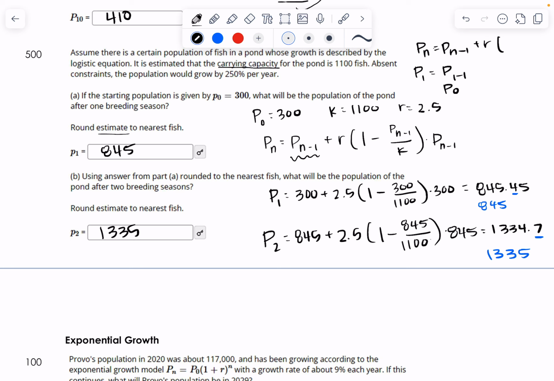And this was, we had 3 types of growth models. So we had linear, exponential, and logistic. This was one of the growth models. There will be one of these questions on your exam, for sure.